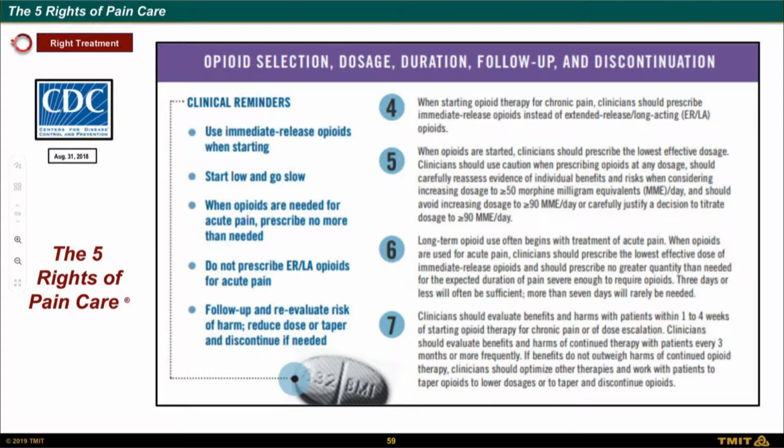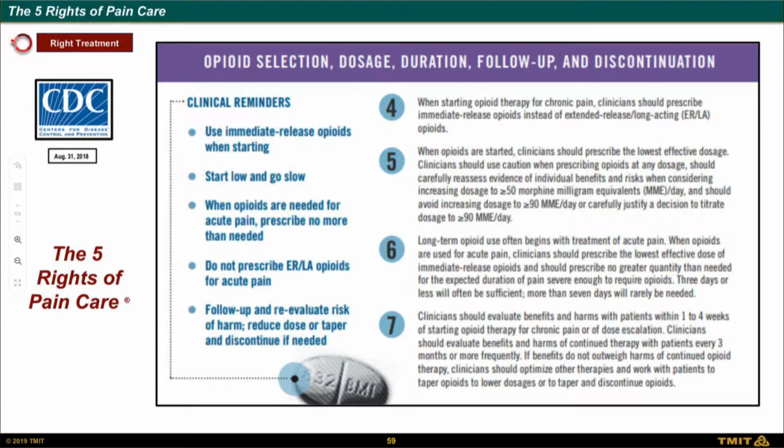In looking at opioid selection, dosage, duration, follow-up, and discontinuation, as I said, use immediate release opioids when starting, recognizing that these should not be used for a long period of time and certainly not to treat chronic pain. As with everything that we do in medicine, you start low and go slow. You base your changes on how the patient is doing. I like to see my patients. I like to look at them. I like to examine them and look at their lab work and make decisions about when to titrate up or down.